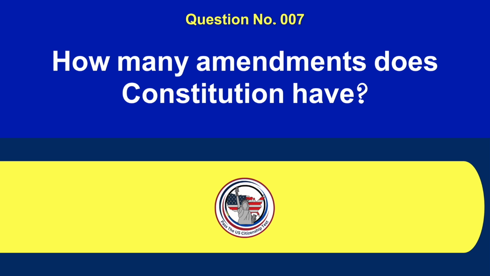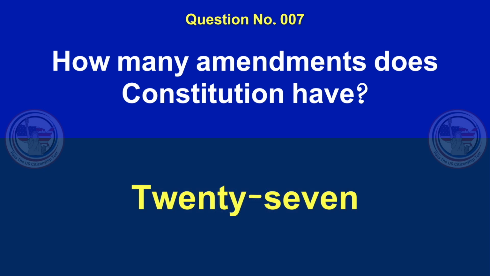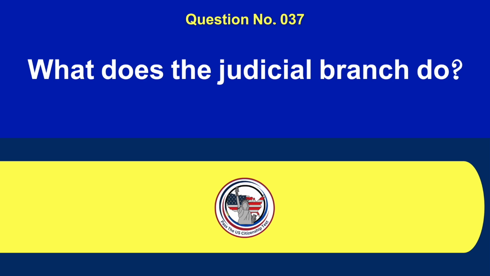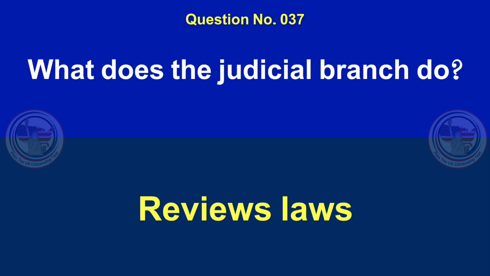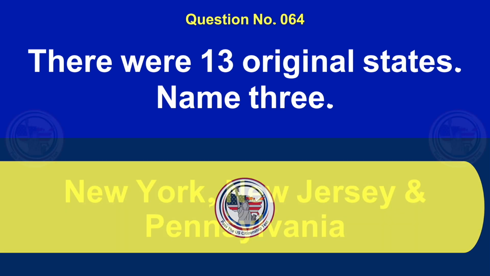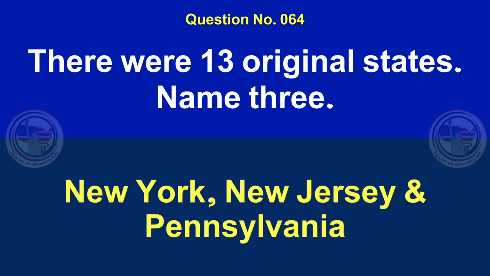How many amendments does the Constitution have? 27. What does the judicial branch do? Reviews laws. There were 13 original states. Name 3. New York, New Jersey, and Pennsylvania.